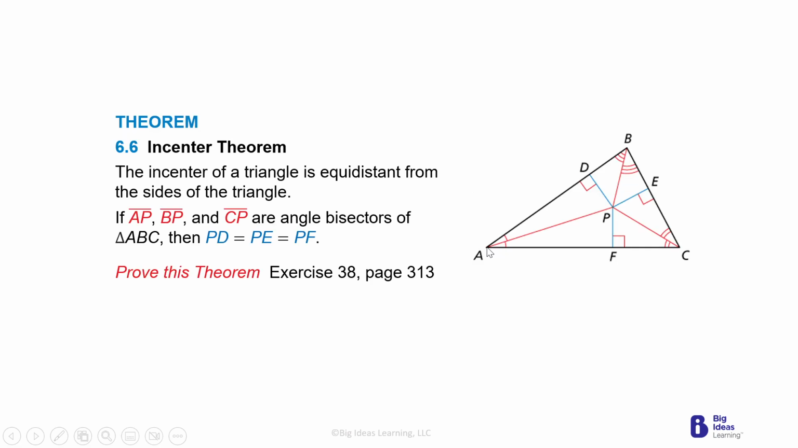So I'm going to cut each of my angles in half and draw a line. All of those lines will connect at this point P. That is my incenter. My incenter theorem says the incenter of a triangle is equidistant from the sides of the triangle. So each of these perpendicular lines are equal. So PD is equal to PE, which is equal to PF. Cool.